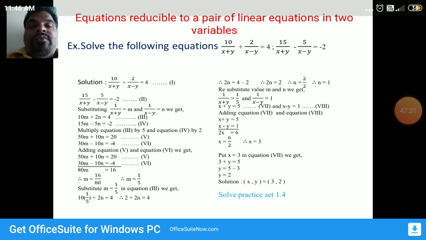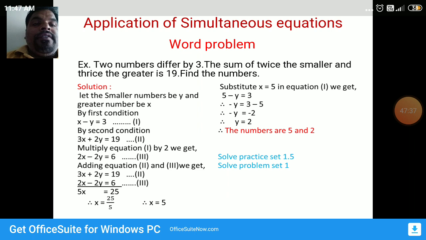Here we learn these two equations are not linear equations in two variables, but you can reduce these two equations to a pair of linear equations in two variables and then solve. Now we can solve practice set 1.1. The next point is applications of simultaneous equations. In applications, you can solve word problems.